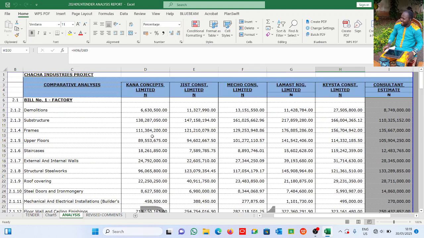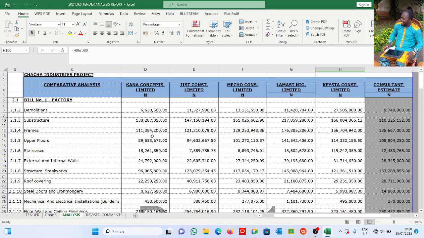Now in this tutorial I'll be putting us through tender analysis, how to analyze a tender. Tender analysis is basically a process in the procurement cycle that involves detailed examination and evaluation of tenders or bids submitted by contractors or suppliers, in response to the request to tender or the invitation to tender that was sent to them.